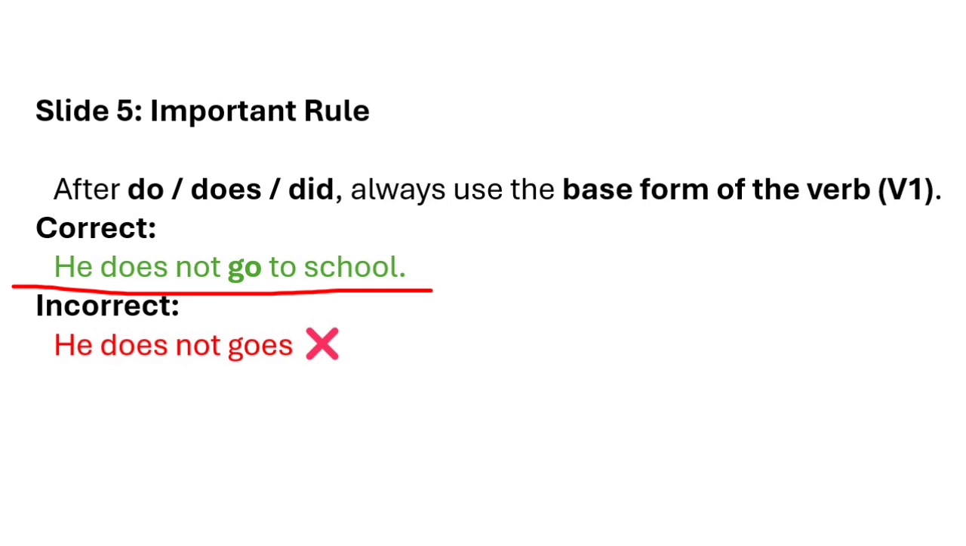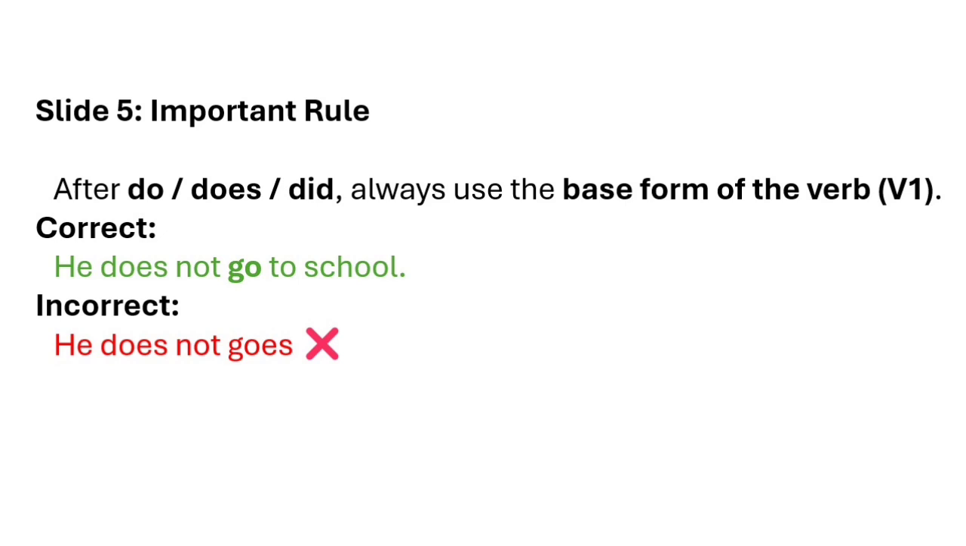He does not go to school. So in positive, he goes to school, right? But in negative, just because does is there, we use the base form, that is go. He does not go to school. If you say he does not goes to school, that is wrong. So just take care of that. Whenever you see does or do in the sentence, we use the first form.